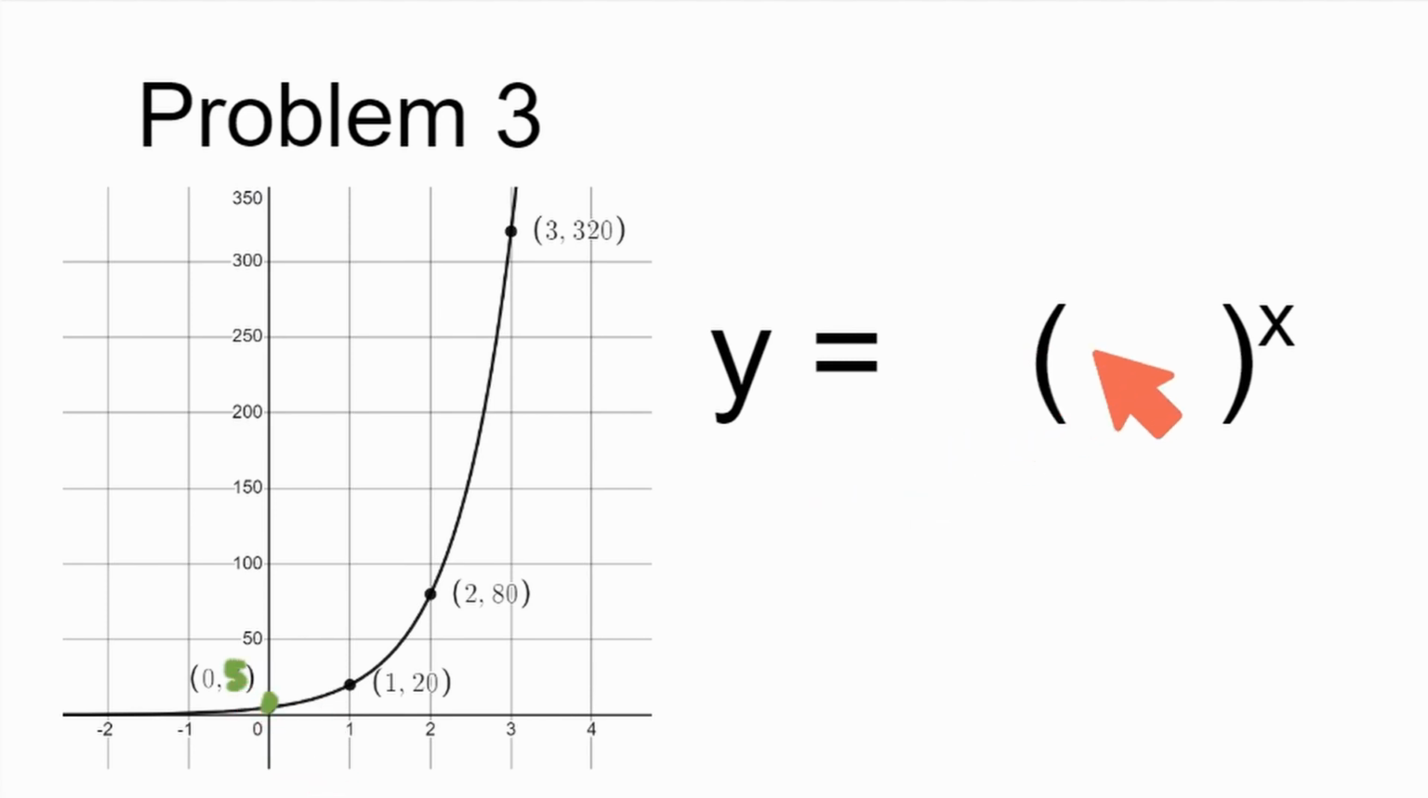We should write 5 in our equation. The 5 is going to be the constant that's going to be multiplied on the outside. So we're going to put the 5 out here.